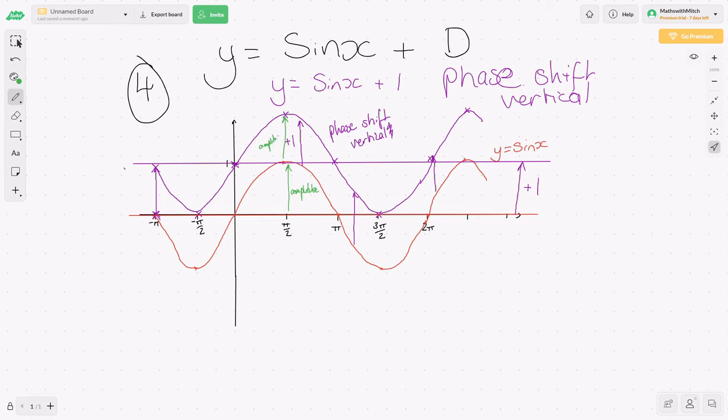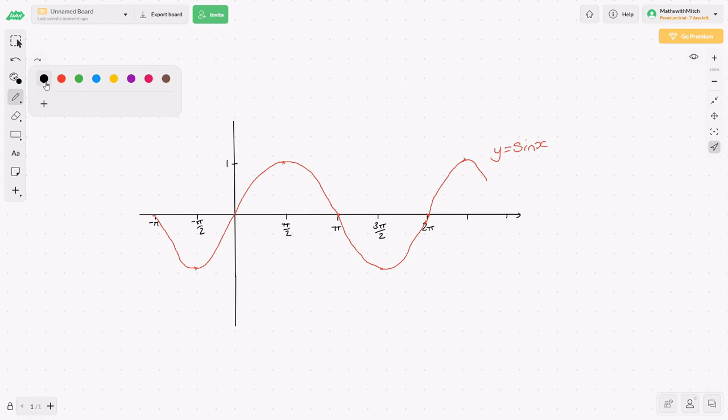So you can see that both those have the same amplitude. So now let's consider a combination, and we'll talk it through with an example. What happens when you've got multiple transformations happening on the same graph? So let's think about this.